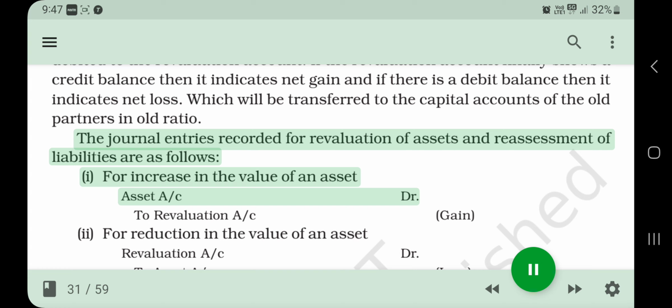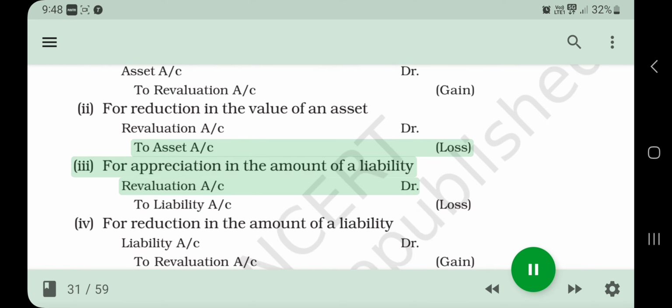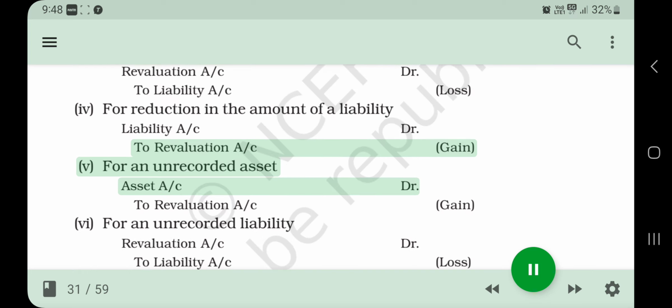I. For increase in the value of an asset: Asset A/c Dr. To Revaluation A/c (gain). II. For reduction in the value of an asset: Revaluation A/c Dr. To Asset A/c (loss). III. For appreciation in the amount of a liability: Revaluation A/c Dr. To Liability A/c (loss). IV. For reduction in the amount of a liability: Liability A/c Dr. To Revaluation A/c (gain).